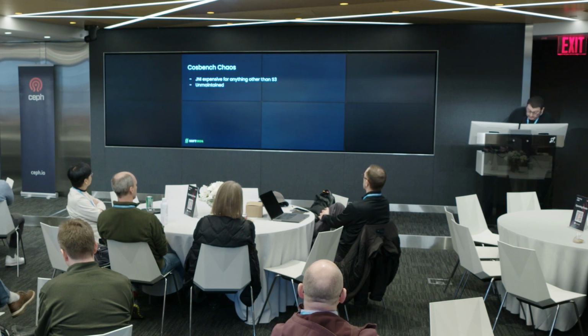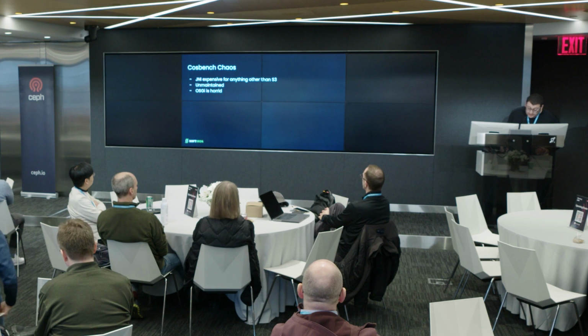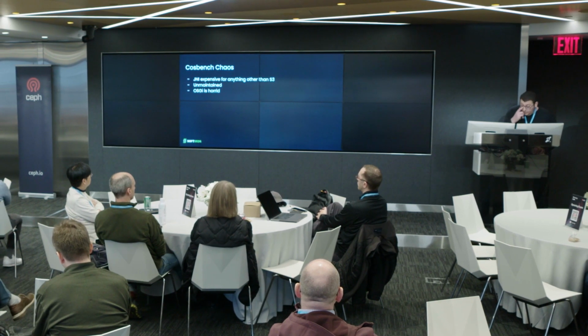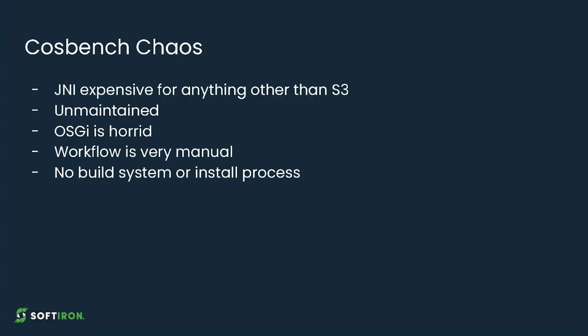But the problem is the fundamental architecture of the project is quite painful. It uses this thing called OSGi, and the idea with OSGi is that everything is an independent bundle rather than a monolithic application. Cosbench was originally targeting lots of different object protocols, and that's probably why they did that. But the result is an incredibly fragile structure that's difficult to navigate and even more difficult to debug when things go wrong. Then the workflow is also very manual. You submit these XML jobs and then you pick them up, and there's no build or install system, so the binaries are in a repo. It doesn't really tell you how to build it from source, and there's no real way to install it.